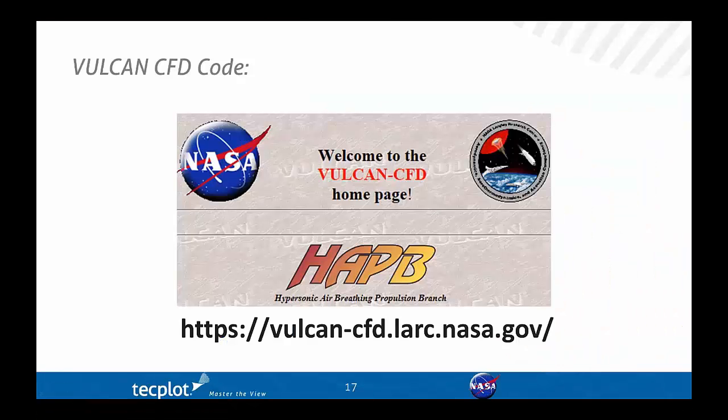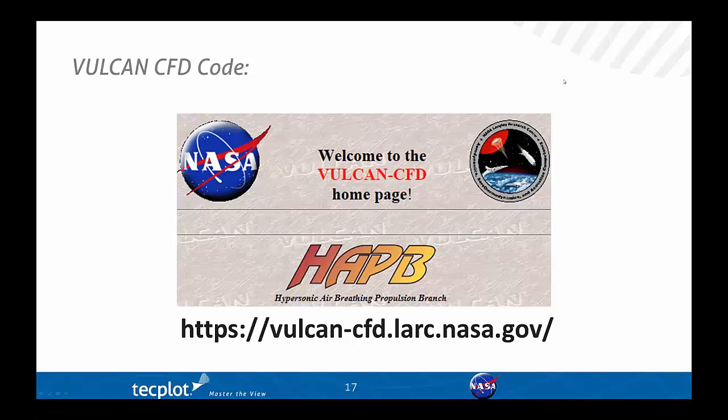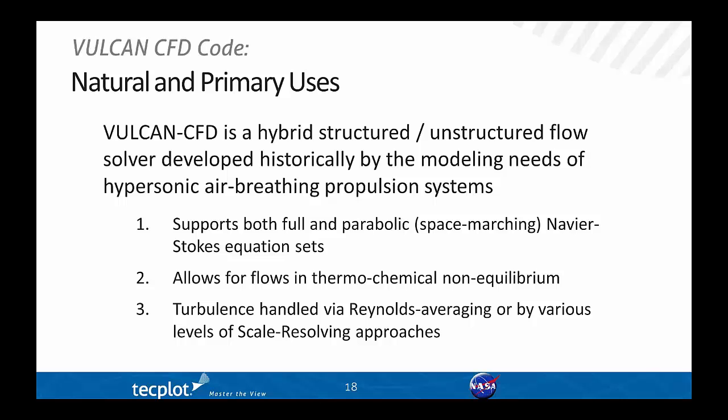If at the end of this presentation anybody wants more information on the VULCAN code, you can find it at this website. And there are also instructions on how to request a copy of it if you want to try the CFD software out. Although I should mention that the software is ITAR and it's only available to U.S. citizens.